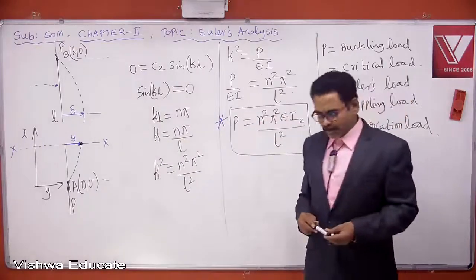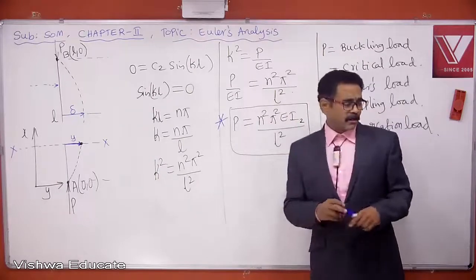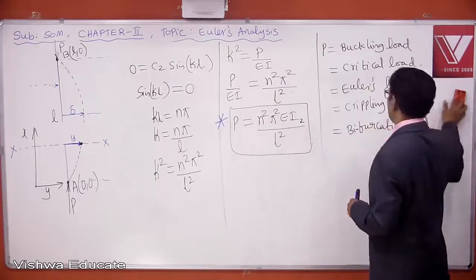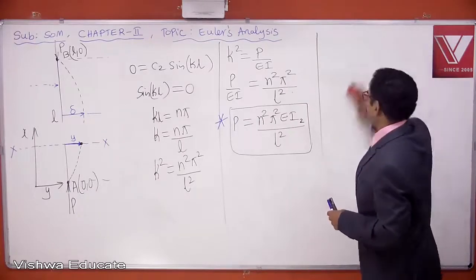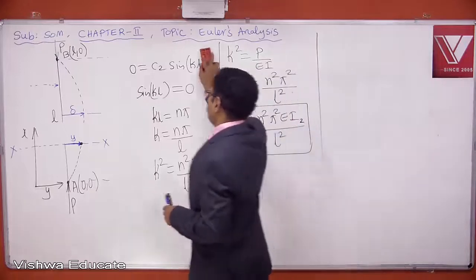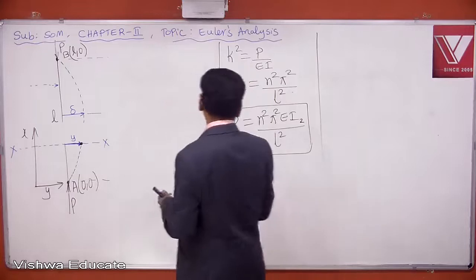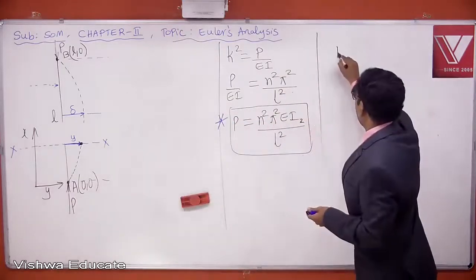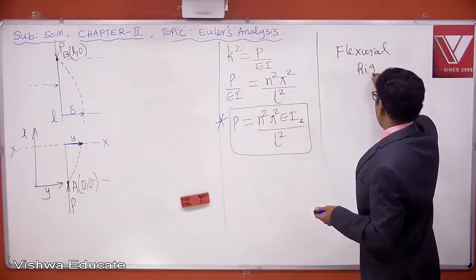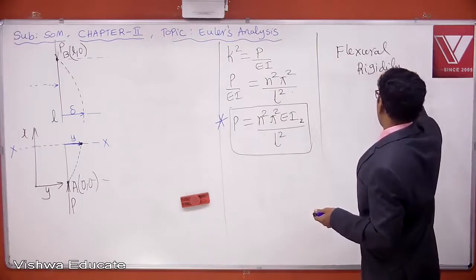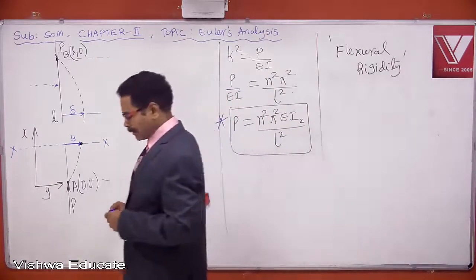Euler's critical load is proportional to flexural rigidity E into I. Flexural rigidity, right? It is proportional to flexural rigidity.